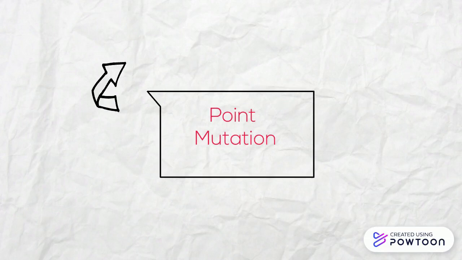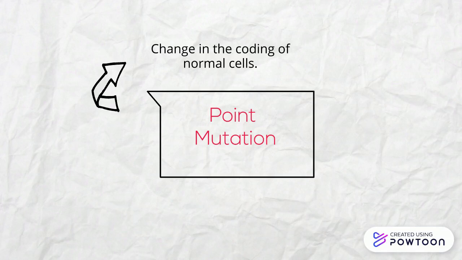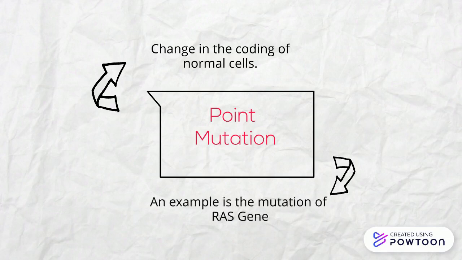In point mutation, this is simply a change in the coding of normal cells. When cells divide, they make their own DNA. A change such as addition or removal of a DNA code can cause an oncogene to be turned on. An example of this is the RAS gene, which can be found in pancreatic cancer or in lung cancer.